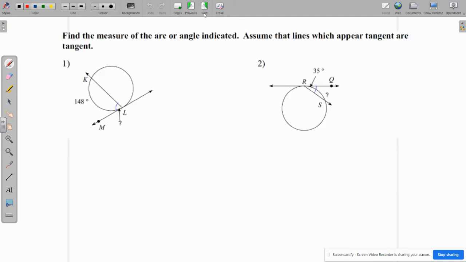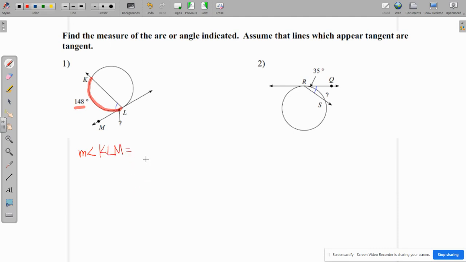So we're going to look at the back and do some practice problems. Find the measure of the arc or angle indicated. So wherever we have the little question mark, that's what we're looking for. So the first problem, I can see that this arc, which is arc KL, has a measure of 148 degrees, and we're looking for the measure of this angle. So we're being asked to find the measure of angle KLM.